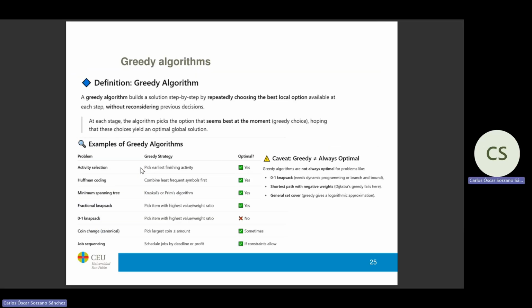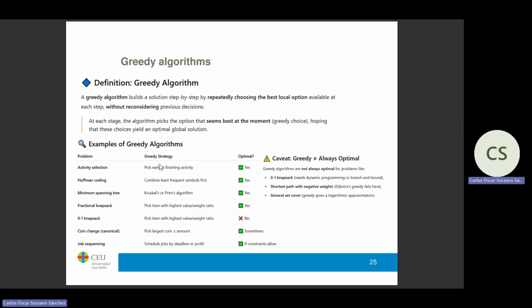Okay, so a different family of algorithms, these greedy algorithms. So a greedy algorithm builds a solution step by step by repeatedly choosing the best local option available at that moment, without considering previous decisions. So at each stage, you try to get the maximum value from your current choice. And that is why it's called greedy. And yeah, there are some problems in which greedy is relatively good.